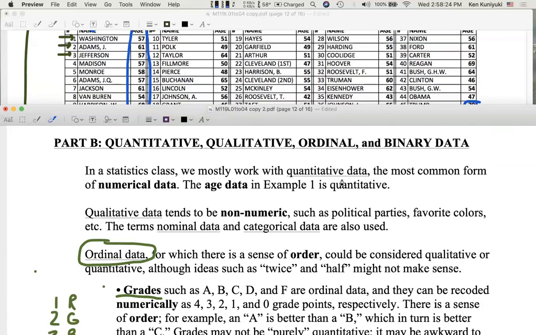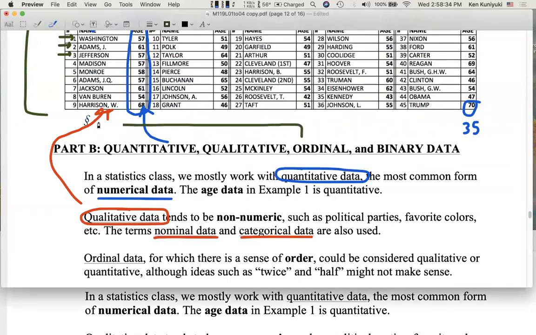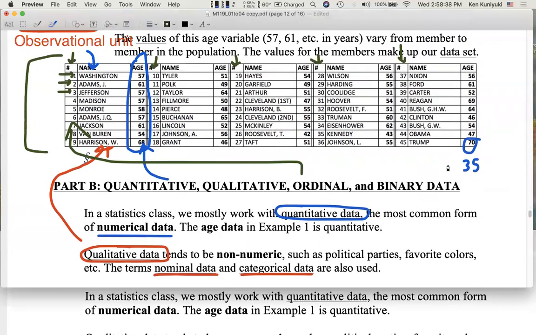So we do talk about quantitative data, like the ages, qualitative data, like the names here, ordinal data, which is like the order number for the presidents here, and binary data, maybe something like gender. Although for the presidents, that's not very interesting. Male, male, male, male, and so on, 45 males. If Hillary Clinton had won in 2016, we would have had an F for female here. That might have been a bit more interesting. So we'll see if and when we ever get an F in that gender column.